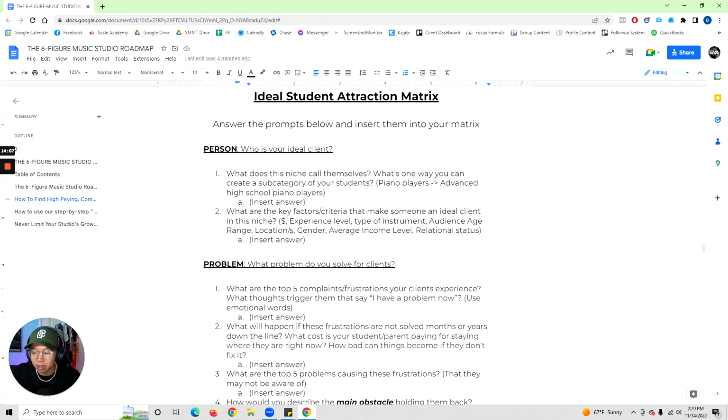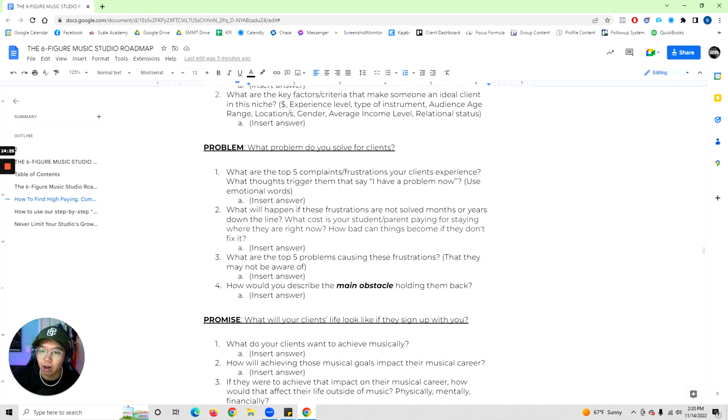Who's going to grade this worksheet? Your market is. Your market is going to tell you what is the right answer or not. All we're just doing is making guesses. But the worksheet will help clarify where you need to turn your attention towards as well. So going through this, the person who is your ideal client, go through these questions right here. That'll help you figure that out.